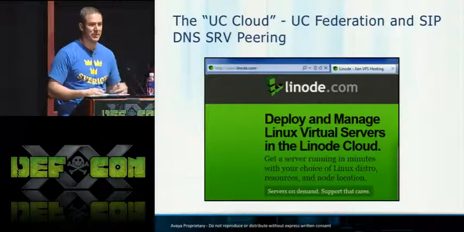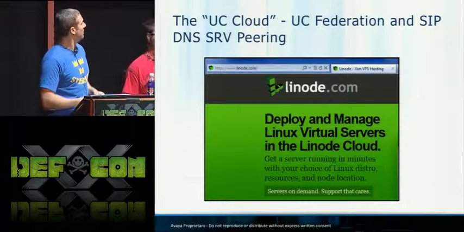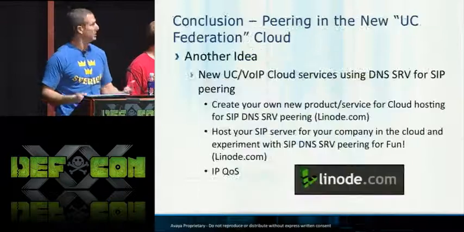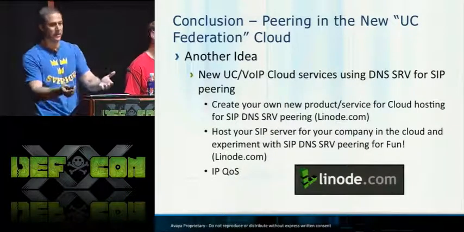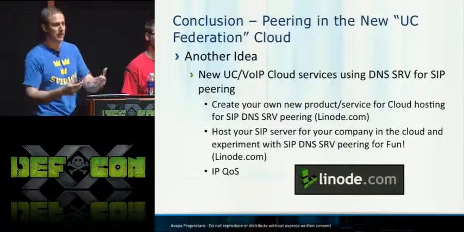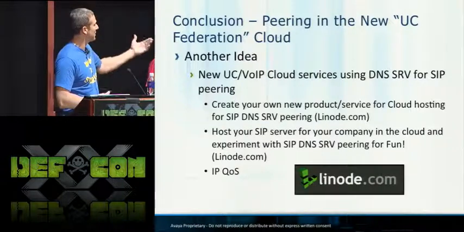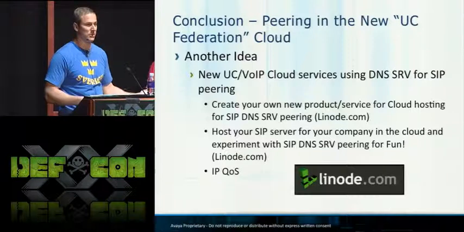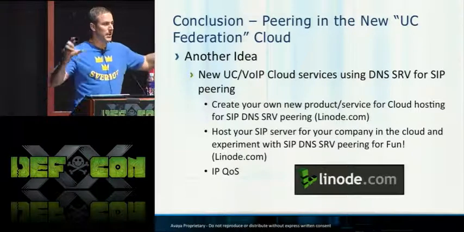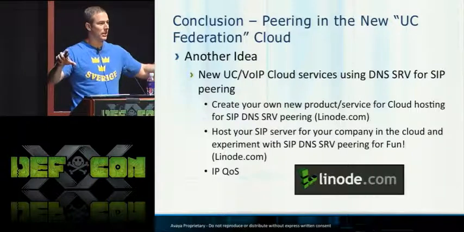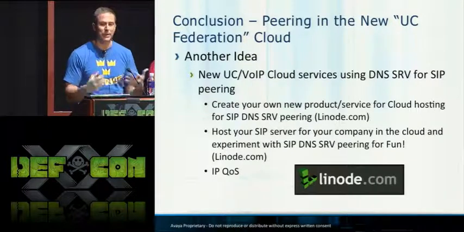One more thing. This is pretty cool. Linode.com, we found these guys. So you create your own UC Federation and SIP DNS SRV peering service. We're giving this idea away to you guys. Go out and make some money. Go out and start playing around with Linode.com and Asterisk. Create your own new product or service. Create a hosted DNS SRV service in the UC cloud. More and more people can do this UC cloud service, and then there can be peering out on the internet here, and all we have to really handle is this IP QoS problem.